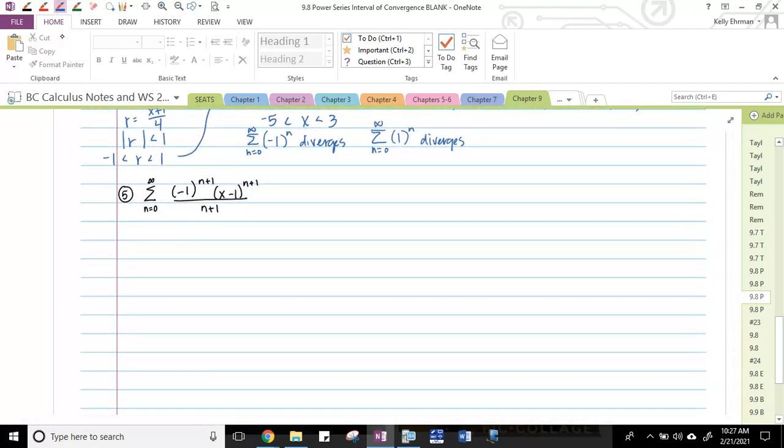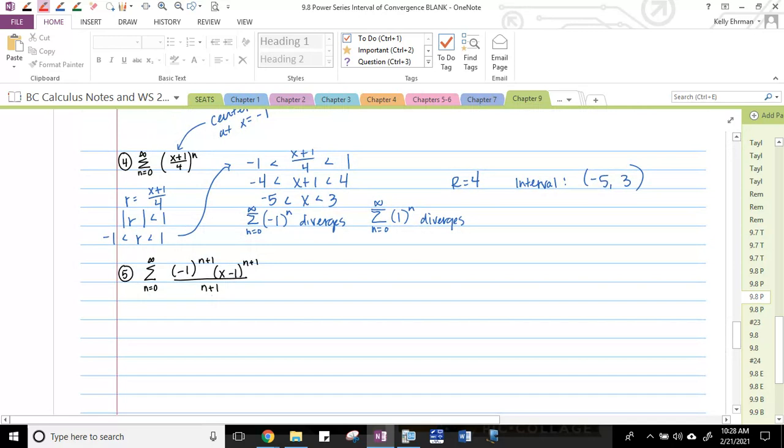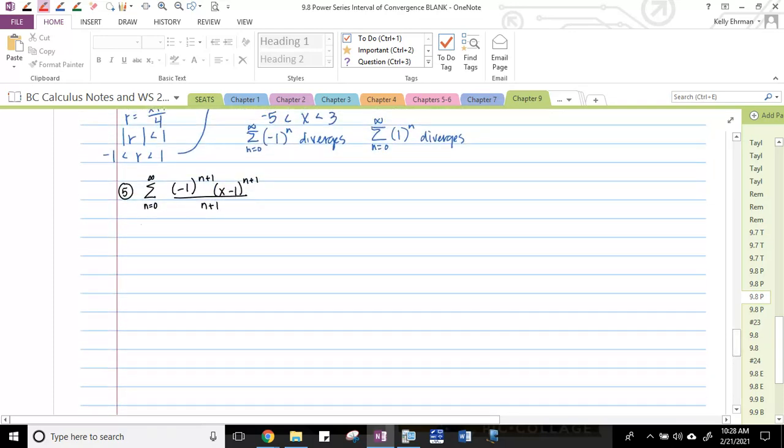All right. Last example. So this kind of looks geometric, but it looks a little more complicated because you have this n plus 1 over here. So anytime I have something in a denominator other than just my expression in parentheses, I think about the ratio test. So I'm going to jump right into the ratio test to make sure this converges.